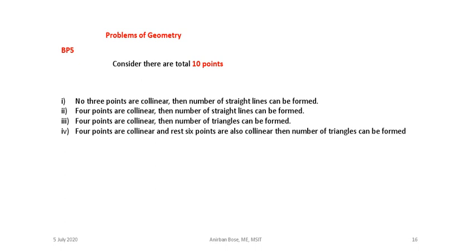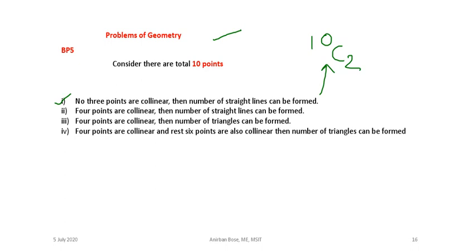Now some problems related to geometry. See, consider there are total 10 points. The first question is, if no 3 points are collinear, then number of straight lines can be formed. Okay, so there are 10 points and no 3 points are collinear. So you know that for a single straight line, how many points are required? 2 points are required for a straight line. So how many ways we can select 2 points from 10 points? In 10C2 ways. So the answer of the first question is 10C2.